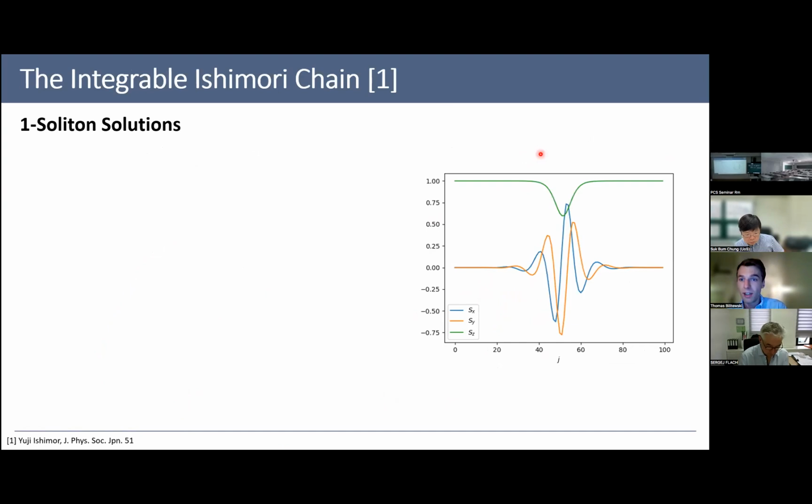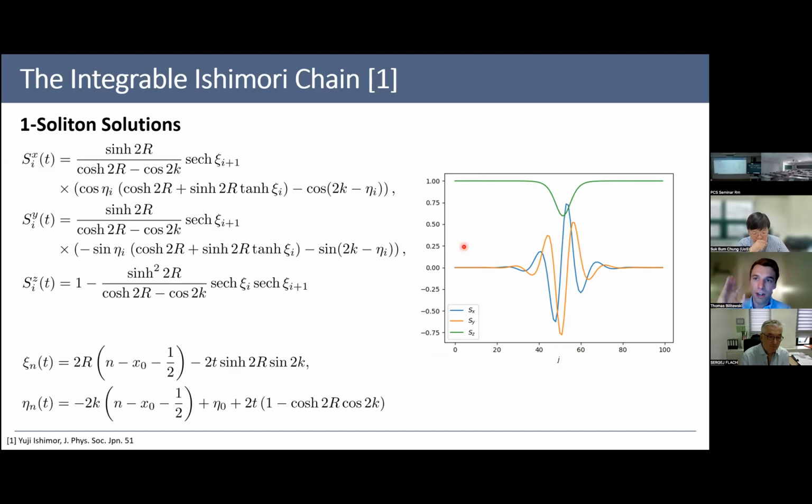So with that out of the way, let me tell you briefly what the solitons of the Ishimori chain look like. This is a soliton that you can get. You can write it down analytically. So I plot the Z components and the XY components as a function of the lattice position in a 1D chain. You can write down explicit expressions for those. They're somewhat complex. The only thing that matters here is that they have two parameters, R and K, that fully determine the one-soliton solutions. That's all I want you to take home from these equations.